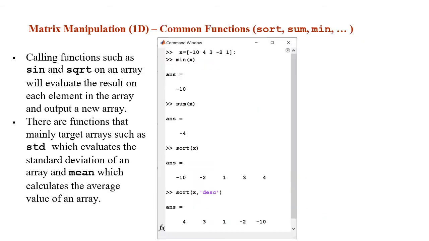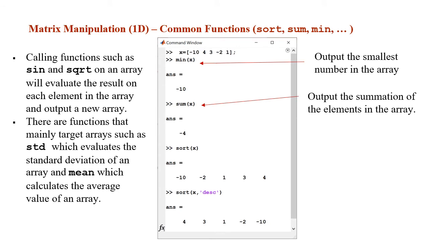Now we're going to discuss some particular functions in MATLAB and how to apply them on arrays. Here we have an example of a variable named x that stores a 1D array whose elements are -10, 4, 3, -2, and 1. Calling the function min x will output the smallest value in the array x, which is -10 for this example. The function sum x will output the summation of the elements in x, which results in -4.